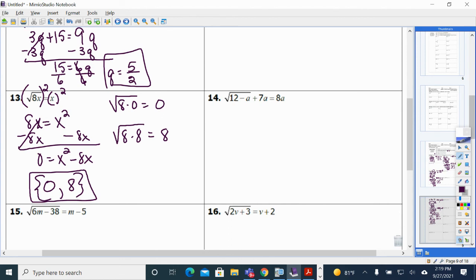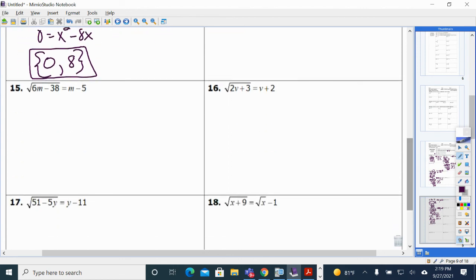All right, we're going to jump down to number 15. The square root of 6m minus 38 is equal to m minus 5. The radical here is already isolated. We're just going to go ahead and square both sides. The left side just becomes 6m minus 38.